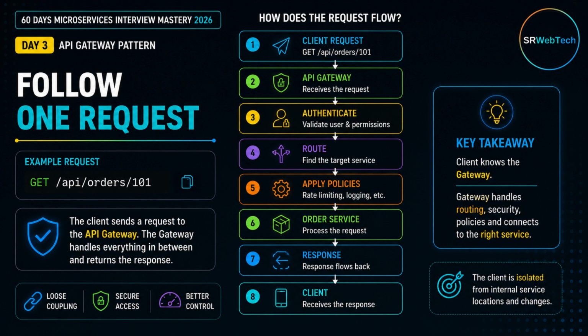Let's follow one request. Suppose the client sends GET /api/orders/101. The request first reaches the API gateway. The gateway can authenticate the request, identify the destination, apply policies such as rate limiting, and then route the request to the order service. The service processes the request and sends the response back through the gateway. The client does not need to know the internal server address. This separation makes the system easier to evolve and manage.